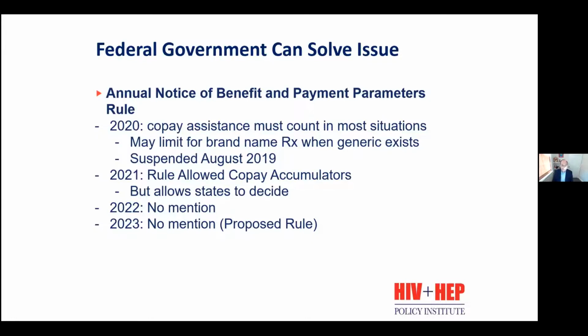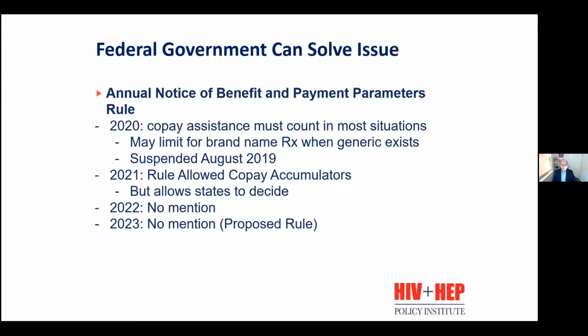So we had another try in the proposed rule for 2023. And we had meetings, a lot of groups did, with the White House, the Secretary's office, with the new head of the CCIIO, which is the organization under CMS that governs private insurance plans, to encourage them to say in the Notice of Benefit and Payment Parameters rule that copay assistance must count. Unfortunately, the proposed rule came out in the very last couple days of 2021, and there was absolutely no mention of copay assistance and accumulators, much to our disappointment.